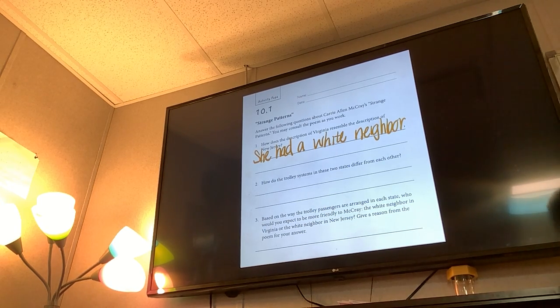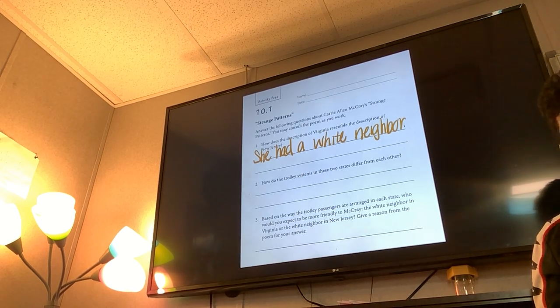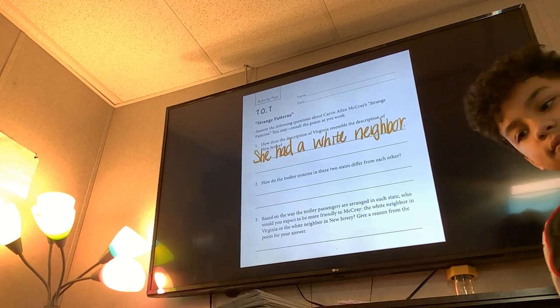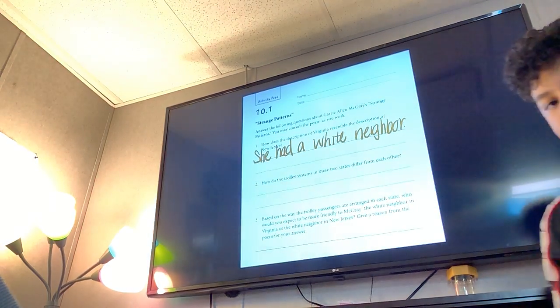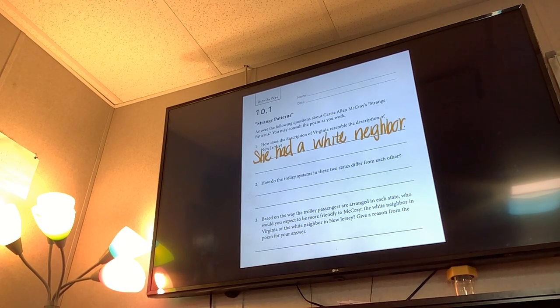Guys, this time is called segregation. Have you ever heard of segregation? Have you ever heard of Martin Luther King? Yes. Rosa Parks? Yes. What did Rosa Parks do? She was stopping segregation. She was trying to stop people being racist. Well, that was Martin Luther King. What did Rosa Parks do?